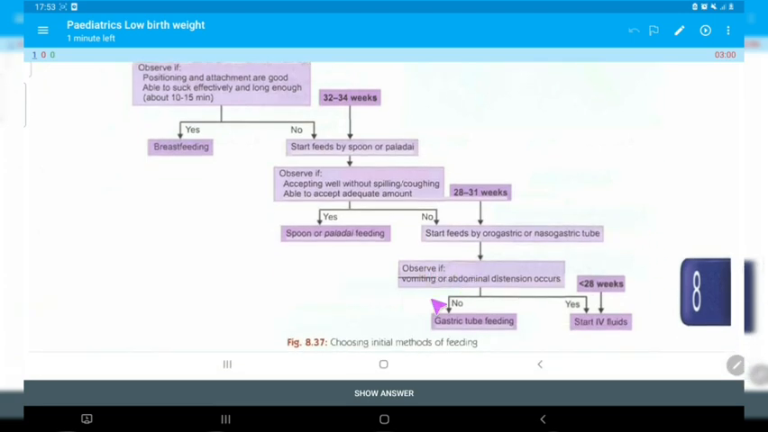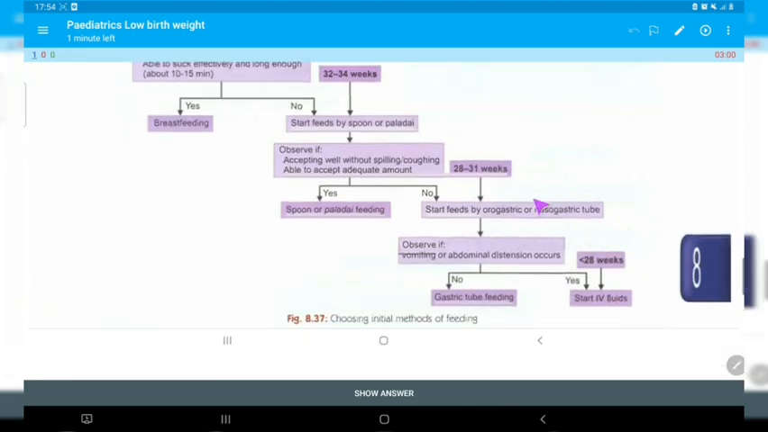Observe if vomiting or abdominal distension occurs. If that happens, then what happens? We can continue with these things. If again the baby is not feeding with the help of the orogastric or nasogastric tube, then what happens? We'll be giving IV fluids, and only then will we start feeds. So this is the approach over here.